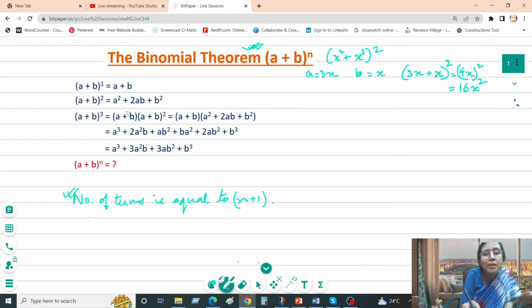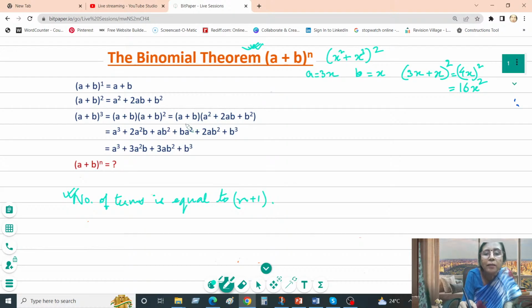What all are we seeing from this? First of all, let us expand this, a plus b whole to the power of 3. a plus b times a plus b raised to the power of 2. Because we do not know what is a plus b raised to the power of 3, I am taking a plus b raised to the power of 2 and a plus b and multiplying them. So a plus b, in place of a plus b raised to the power of 2, I am writing a square plus 2ab plus b square. I have just substituted this part.